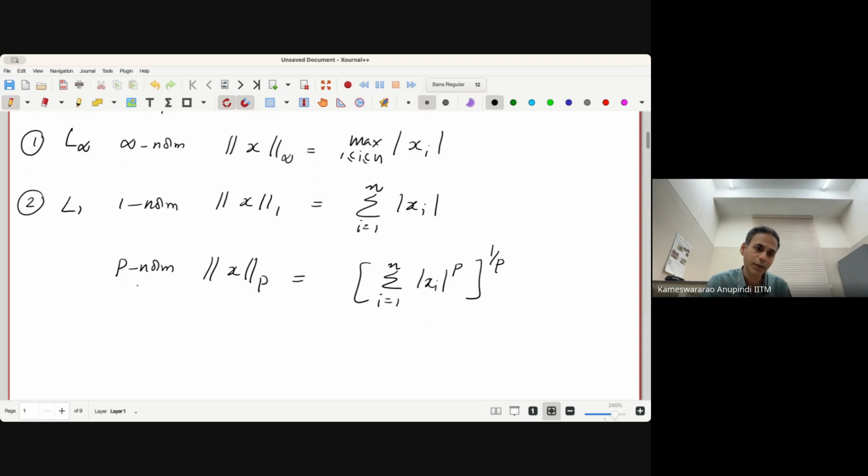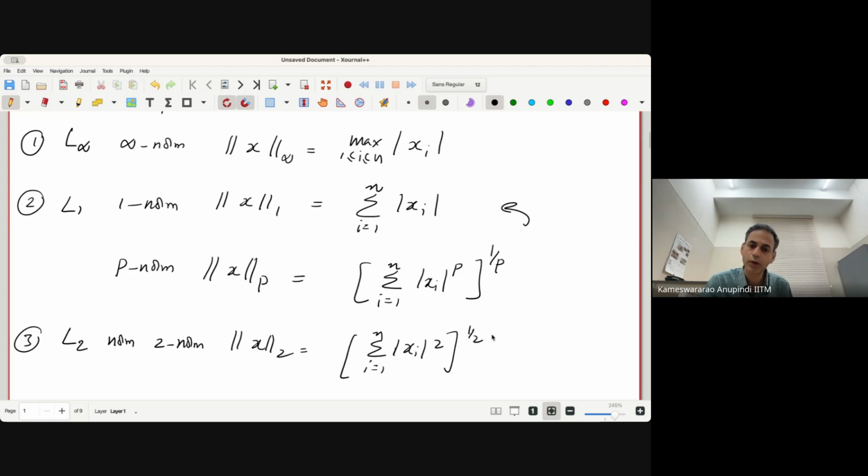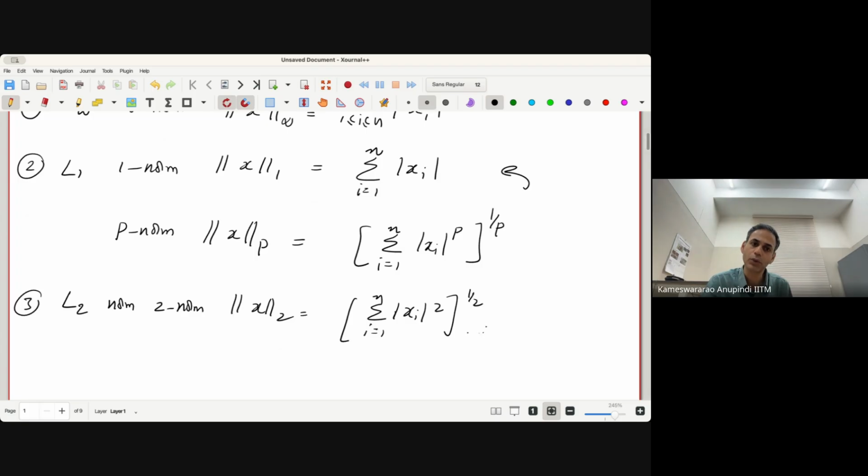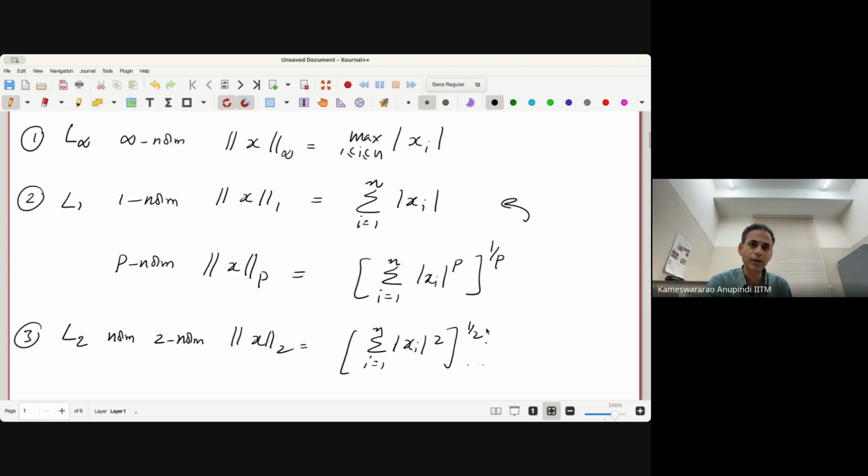Now, different values can be substituted for p. For example, if you substitute 1, you're going to get whatever I have written on the top. You can also substitute for the L2 norm, which is basically the 2 norm, that is, substitute p equals 2. That's going to give you the 2 norm as sigma modulus of xi square, i equals 1 to n, and then the square root of that. Okay, that is going to be your 2 norm and so on. So we can actually define several of these norms like this.